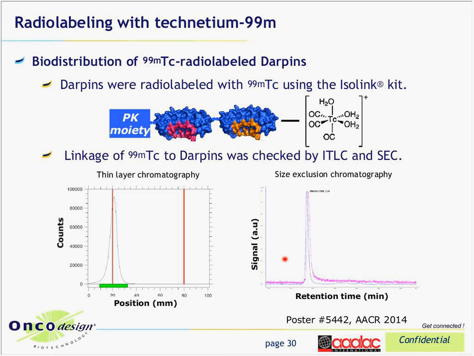UV detection is in red and, in blue, radioactivity detection. And the retention time is the same, showing that technetium is effectively linked to the DARPins.